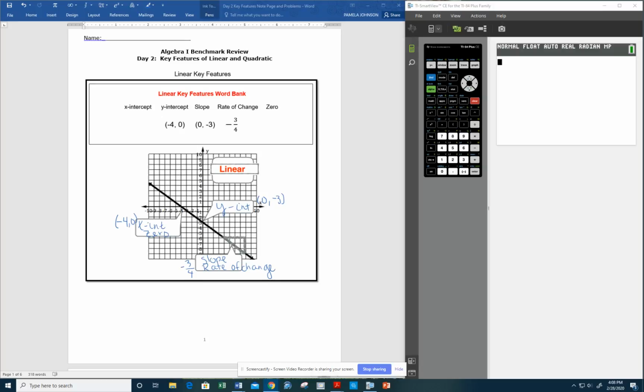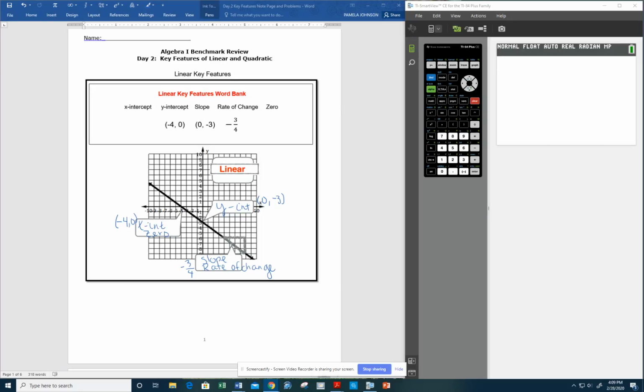Hi guys, so today we're going to do day 2 of our benchmark review, and we're going to talk about key features, both linear and quadratic. But some of these things we could do in the calculator, and some of them are just look at the graph. Okay, so the first thing we're going to do in your review packet is we need to identify the linear key features.